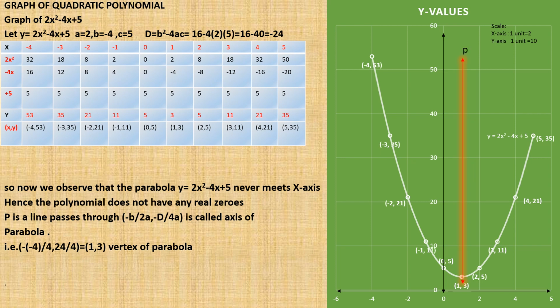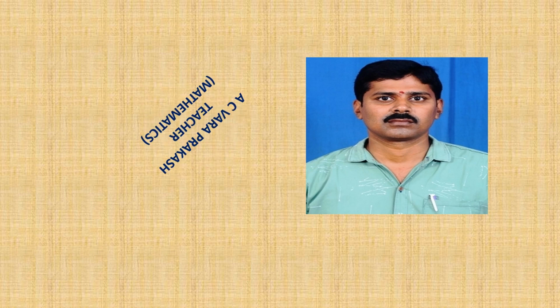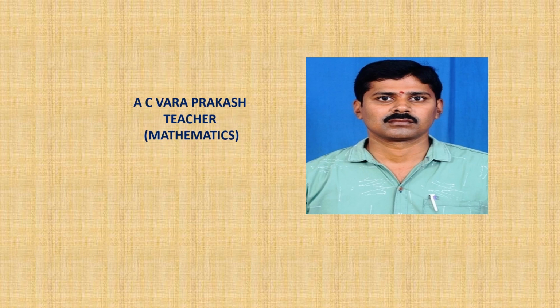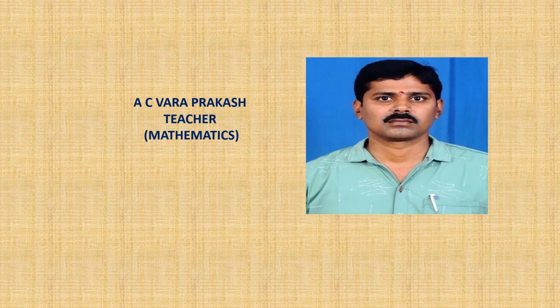These are the three types of quadratic polynomial graphs. We can get full marks in this, and I will explain the remaining problems in polynomials in the next video.